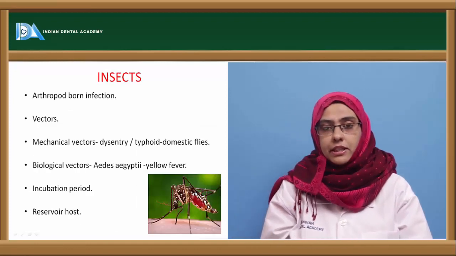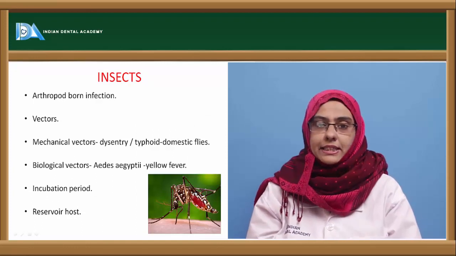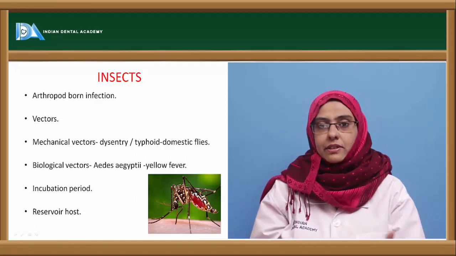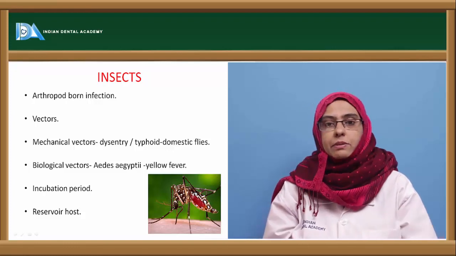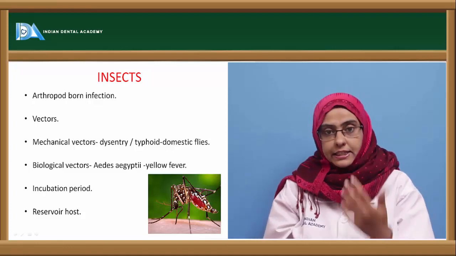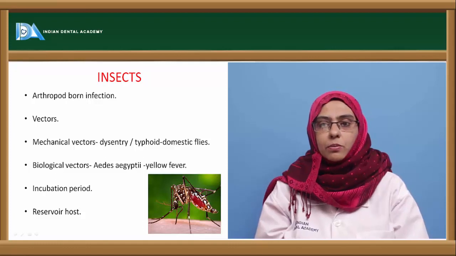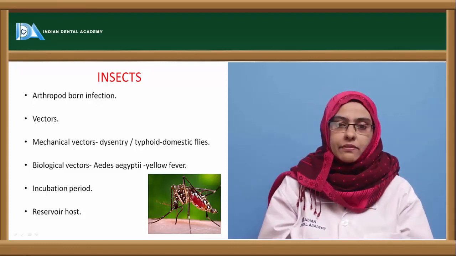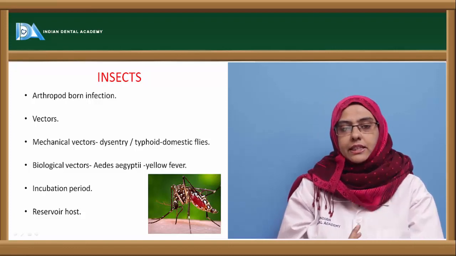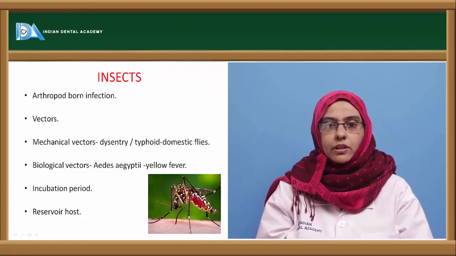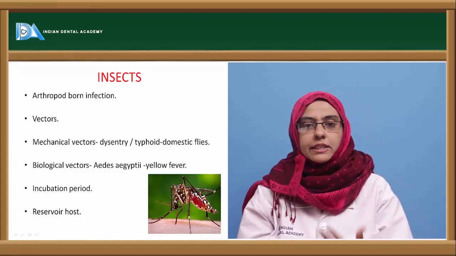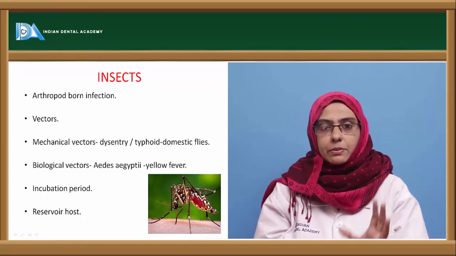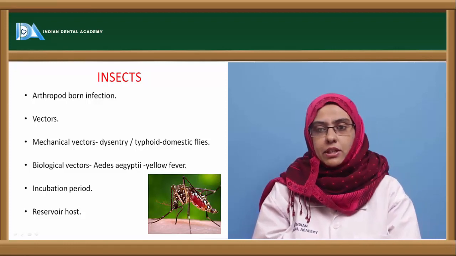Next, the third type of source of infection is insects. Mostly blood sucking insects can transmit the disease from one person to another, and insect borne diseases are called arthropod borne infections. If it is an animal, it is called a zoonotic infection, and if it is through an insect, it is called an arthropod borne infection. Here also the insect acts as a vector. They act as a reservoir host for different types of pathogens, and they can transmit them to the human body.